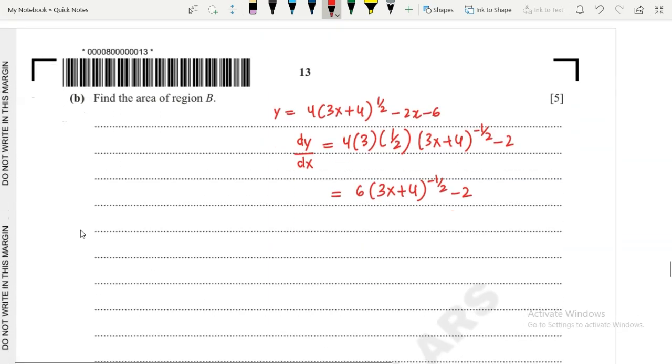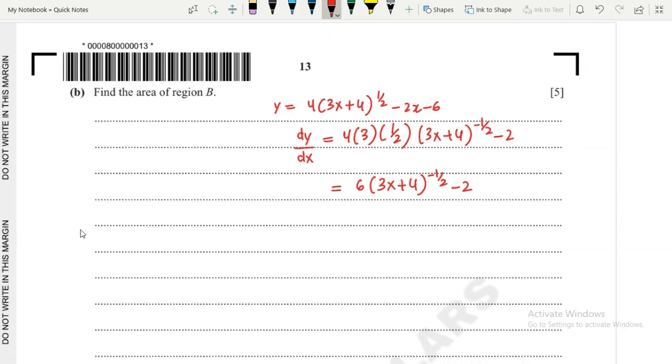Now let's put in the coordinate of the point P. It is 7 comma 0. Now this is going to become 6 into (3 into 7 plus 4) power minus half. So this is actually the square root in the denominator. So 6 over, you can just say 6 over 21 plus 4 is 25. So 6 over 5. Let's just do this with the calculator's help.